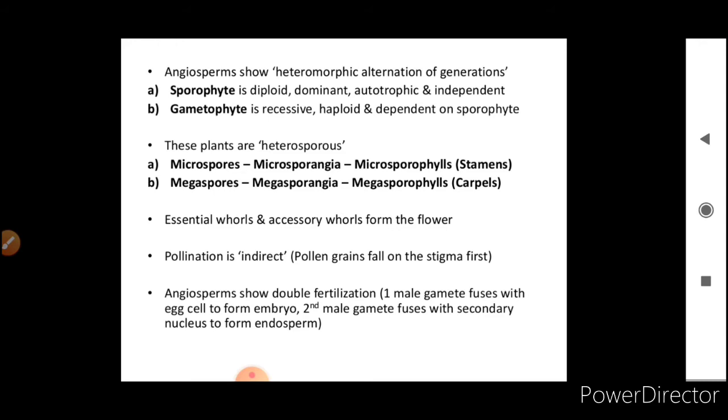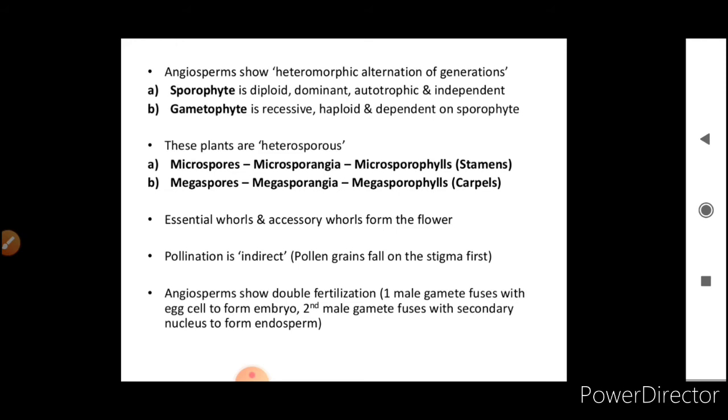Angiosperms will show heteromorphic alternation of generation. This I will be explaining in a further lecture, that is the alternation of generation. Here the sporophyte will be the diploid, dominant, autotrophic and independent stage, while the gametophyte will be recessive, haploid and dependent on the sporophyte, and it will have very few cells.